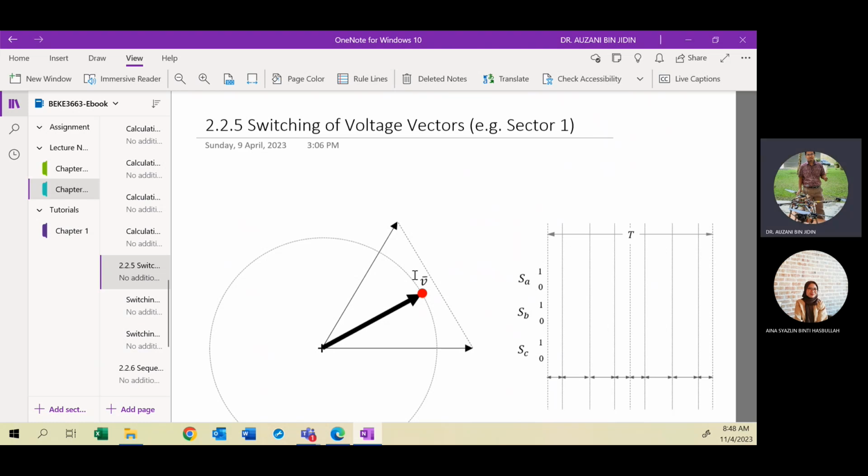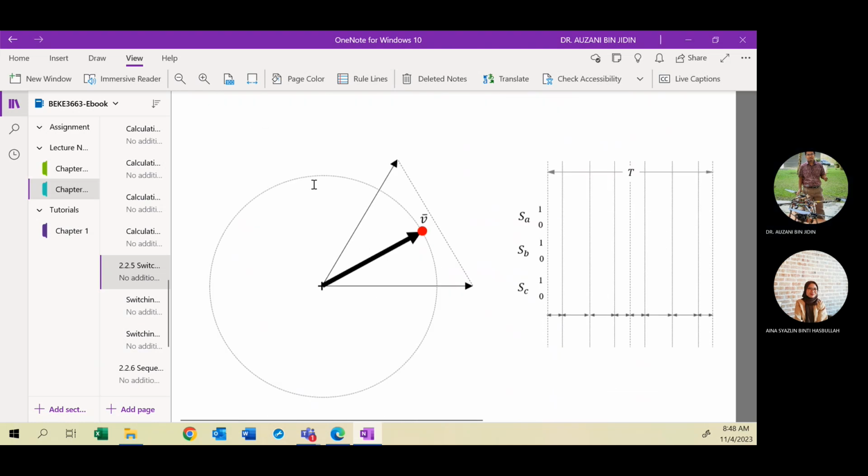Okay, for this section, switching of voltage vectors. Okay, this case, sorry.